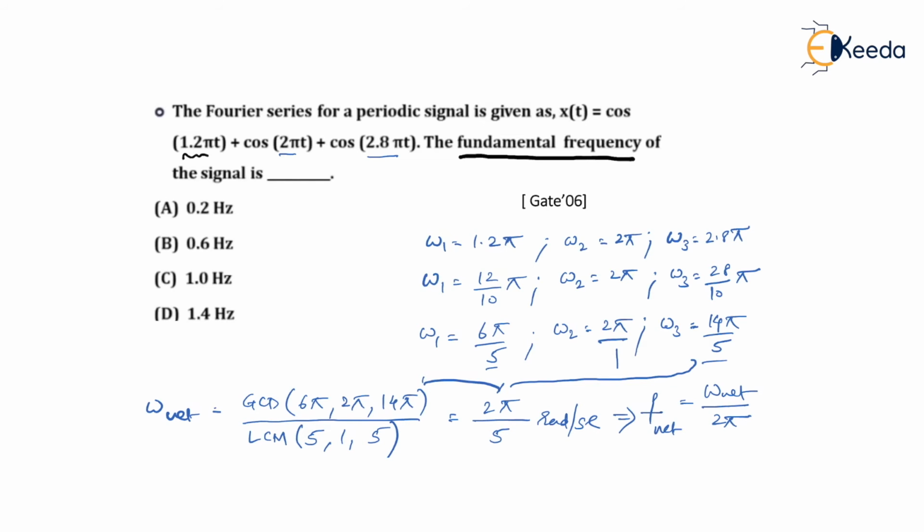So if you do so, then 2 pi gets cancelled. So f net comes out to be 1 by 5 hertz, and 1 by 5 hertz is nothing but 0.2 hertz. So option A is the correct option, right? Let's move to the next question.